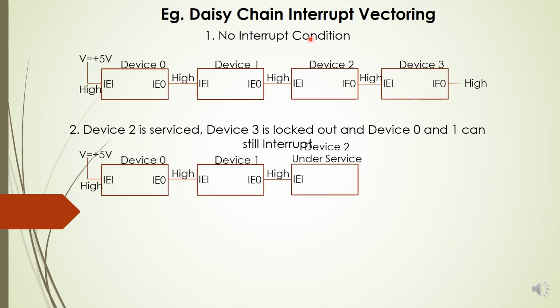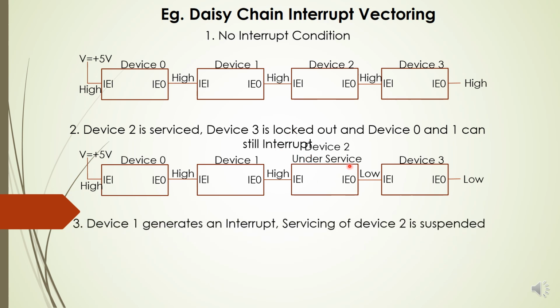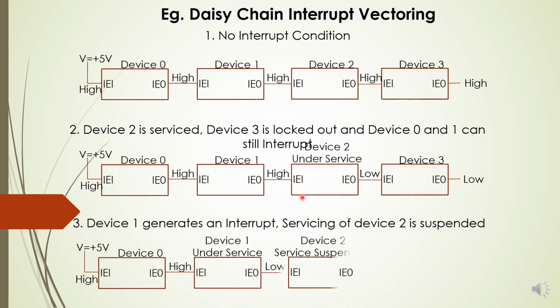In the second example, we can notice that device 2 has IEI high and IEO low, which means that device 2 has requested an interrupt, and this device needs a response to an interrupt acknowledgement signal. While this is being serviced, the next step shows that device 1 is also raising an interrupt. Because device 1 is of highest priority compared to device 2, device 1 should be serviced first.